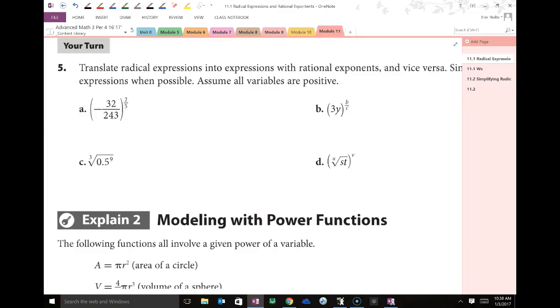All right, here's a few more. Okay, so we're basically doing the exact same thing. We're going to convert to the other form and then simplify. Now, A is in which form right now? Exponential. So I'm going to convert it to radical.